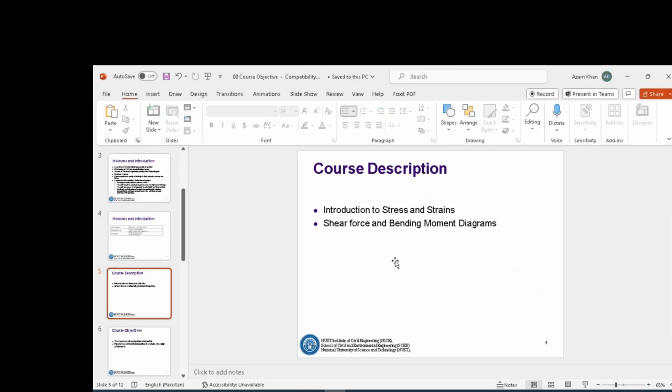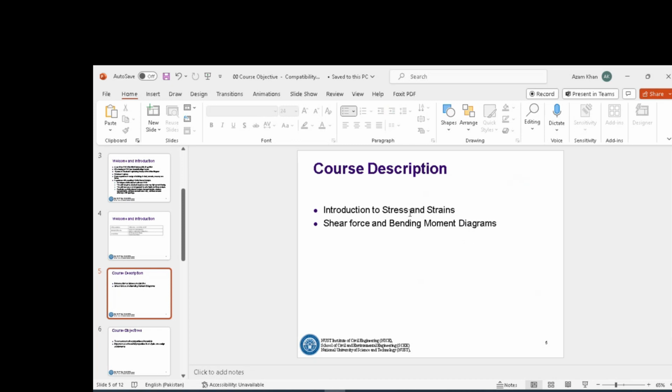So let us go back to our slides. Based on whatever we have discussed, in the course description, we have two important things for us to learn. One is stress and strains within a structure, the deformation. Another one is shear force and bending moment diagrams. So if you have applied load on a structure, how do you draw the force diagrams and the moment diagrams?